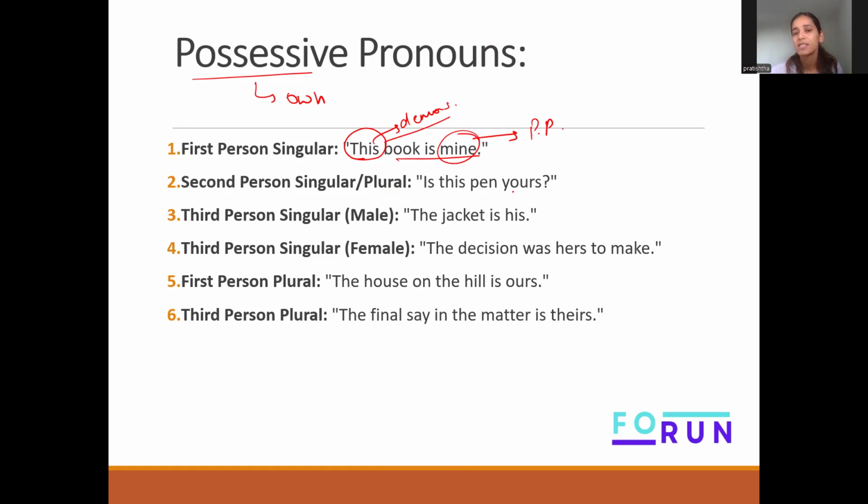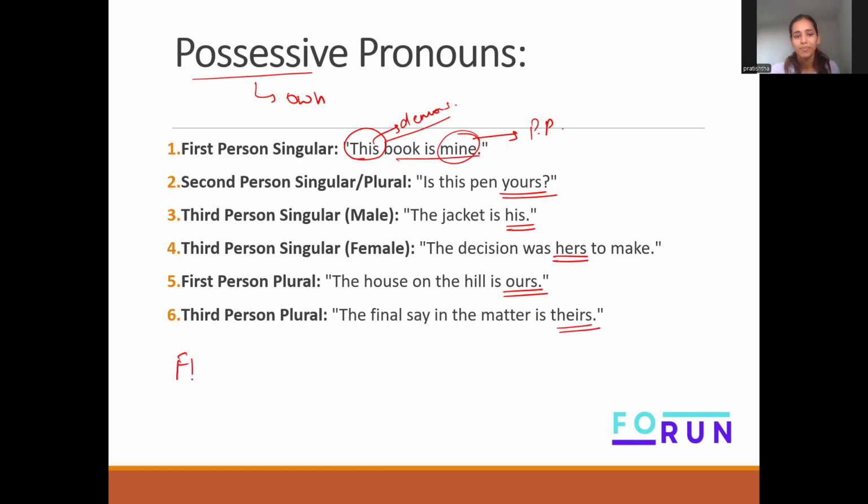Second person singular, is this pen yours? Third person singular, the jacket is his. Third person singular, female, the decision was hers to make. First person plural, the house on the hill is ours. Third person plural, the final say in this matter is theirs. I know it can be a little bit complicated, but making the table is essential, right? It would make your life easier.